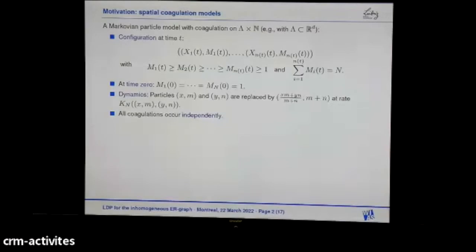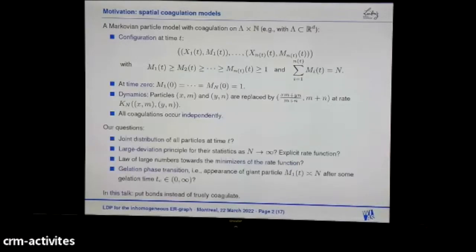The questions that we would like to ask are the following. We would like to have a very comprehensive approach. We would like to first understand the joint distribution of all particles at time t for fixed t and for fixed n. And then we would like to make n to infinity for fixed t and see whether we can prove a large deviation principle for their statistics, by which I mean I just count how many particles of a given size at a given space point we have. Do we have an explicit rate function, and can we then analyze the minimizers explicitly? Yes or no? These are our questions.